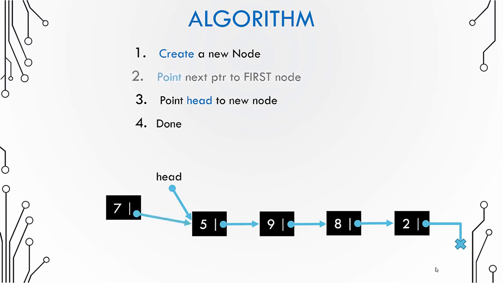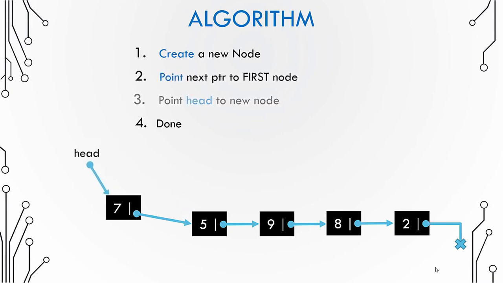The next step is to move the head from pointing to the first node to the newly created node. Because head always points to the first node, right? That is the entry point of the linked list. You can only start traversing the linked list from the head node. And that's it. You have prepended a node to the linked list.